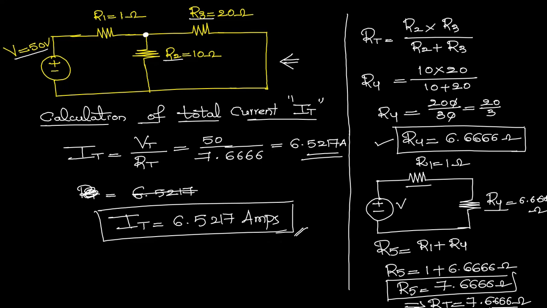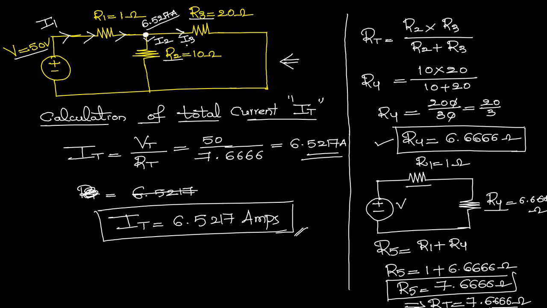Now this current IT is supplied by what? This particular voltage source. It means here the value of current I1 is flowing and it reaches this particular junction point. At this junction point the total current available is 6.5217 amps. Clear? Now from this value, some amount of current is flowing in R2 resistance, that I am calling I2, and some amount of current flowing in R3, that I am calling I3. Now our target is to find I2 and I3.